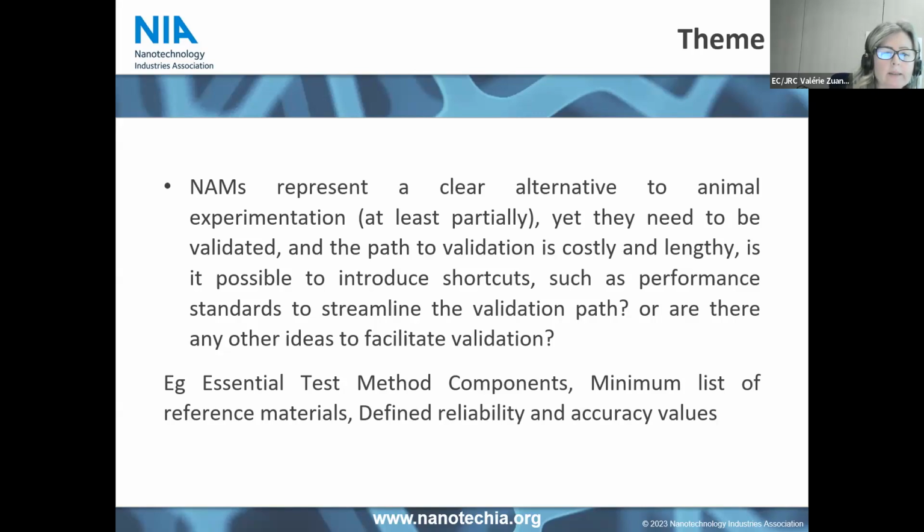So we are working on this concept because these target values might not always be the appropriate way to go. Also, the minimum list of reference materials, looking more also at the chemical space that needs to be covered, etc. So we are working a little bit to evolve these performance standards as they are, but that's a work in progress. So I cannot really give a lot of details about that at this stage.